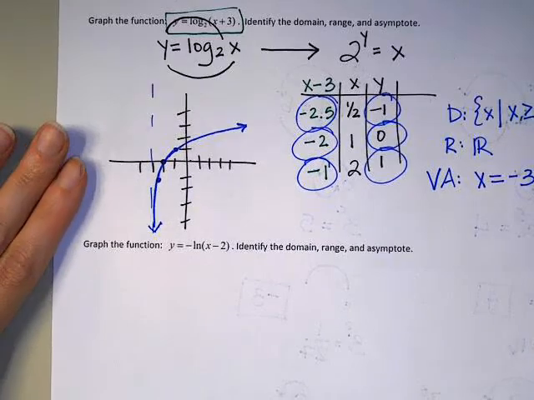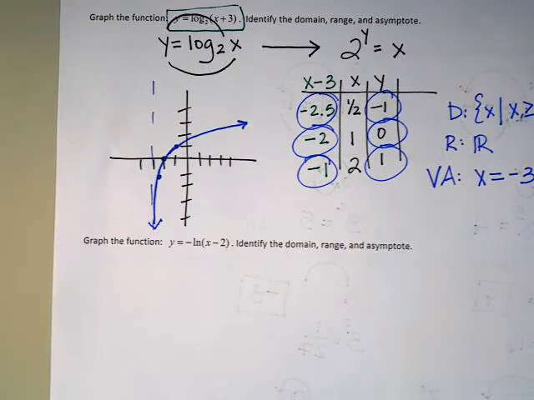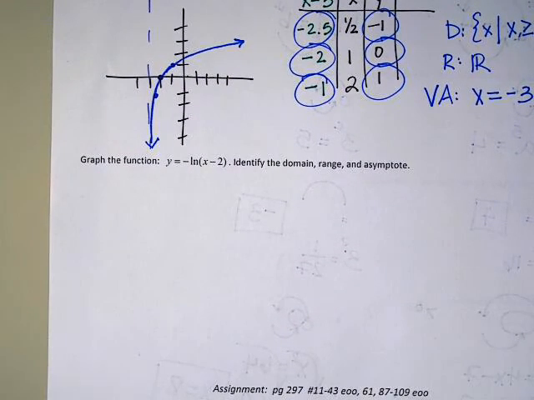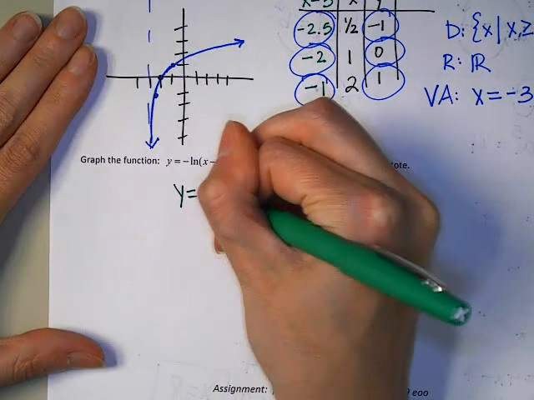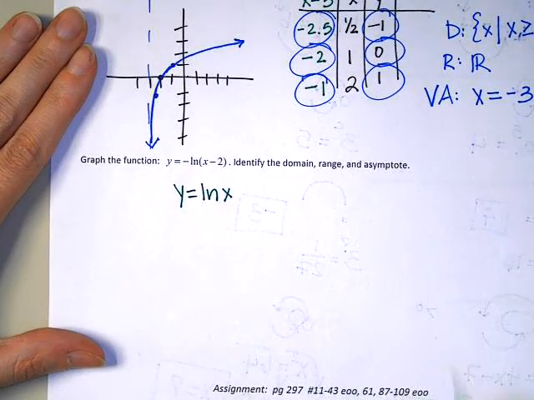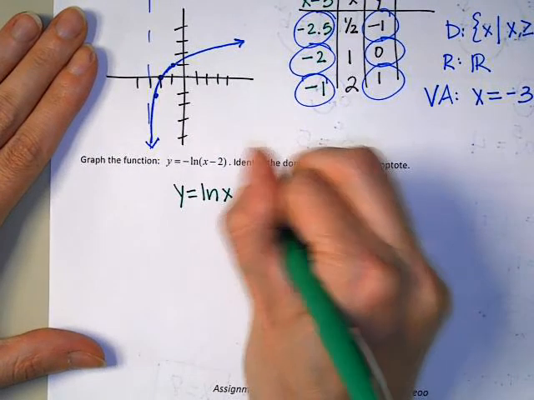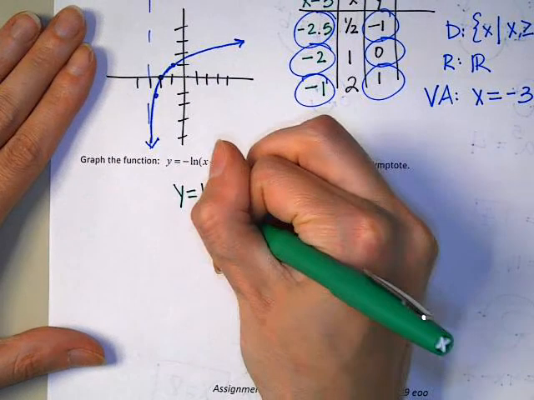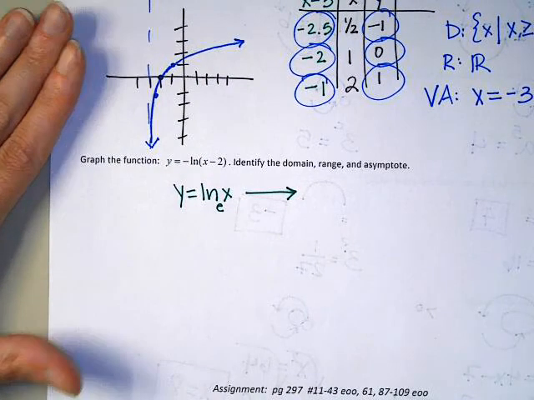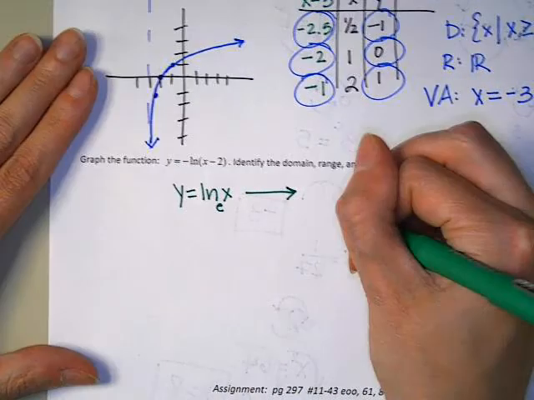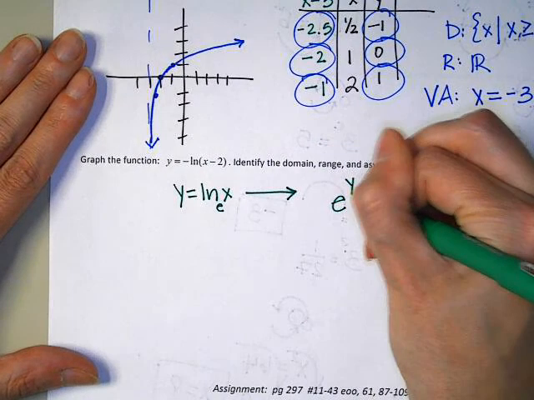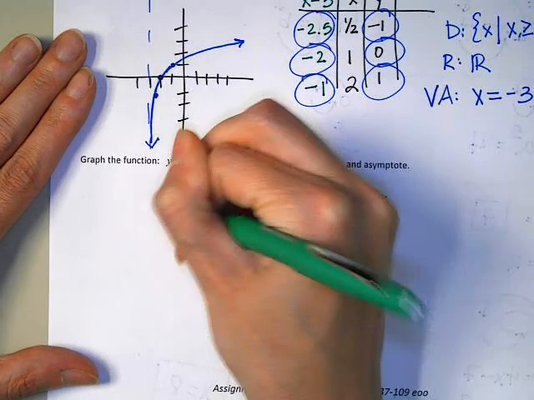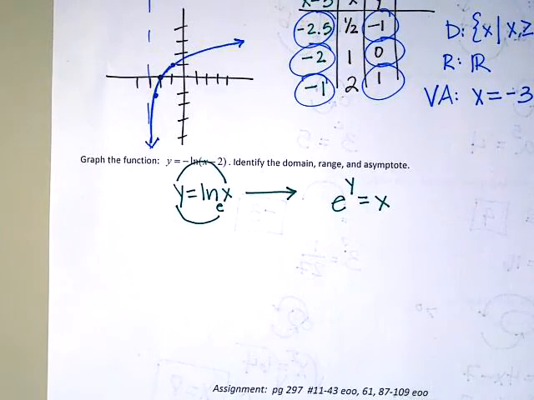All right, let's try one more graph. Okay, so again, first I like to write it without any shifts. So let's pretend it just said y equals ln of x. Let's rewrite it as an exponential. And remember, the secret base of a natural log is always e. Okay, so it would be e to the y equals x. That's our circle of life.